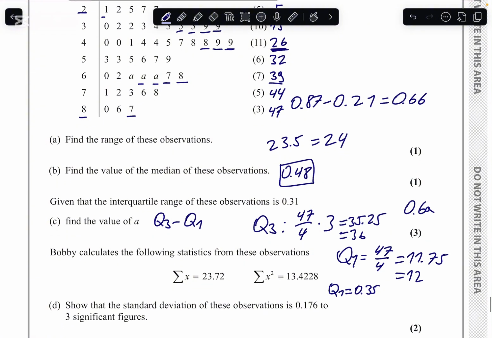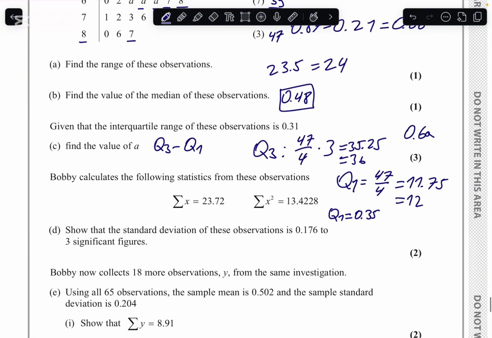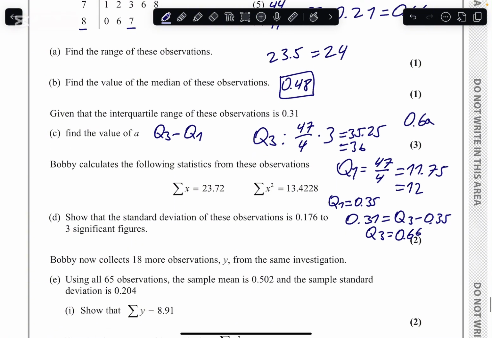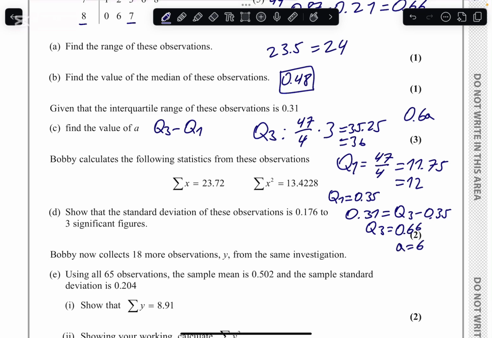We know that the interquartile range is 0.31. So we say that 0.31 is equal to Q3 minus 0.35. So Q3 is equal to 0.66. So A is equal to 6.